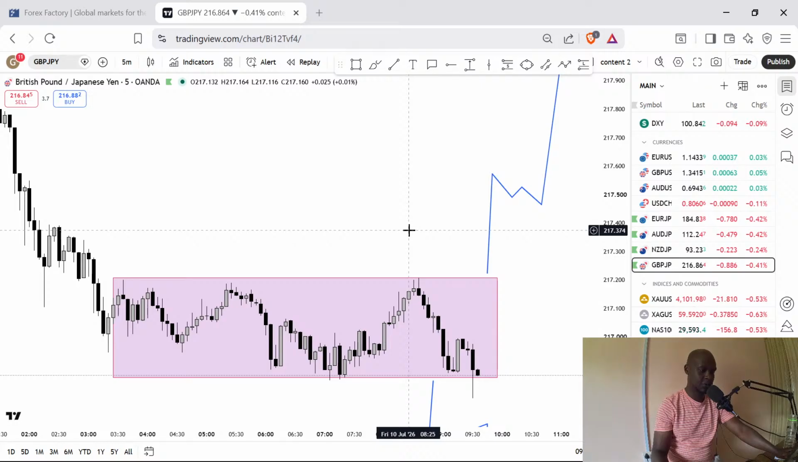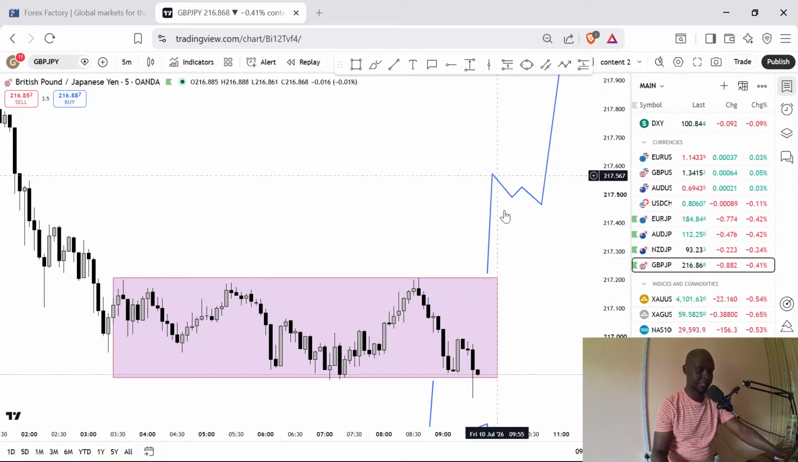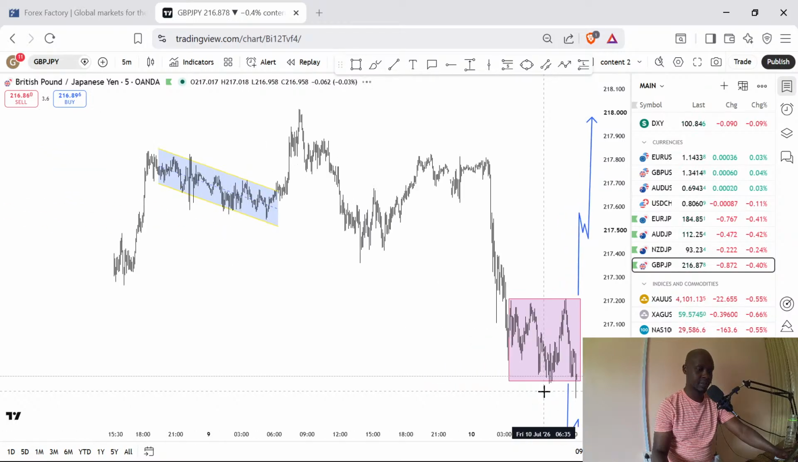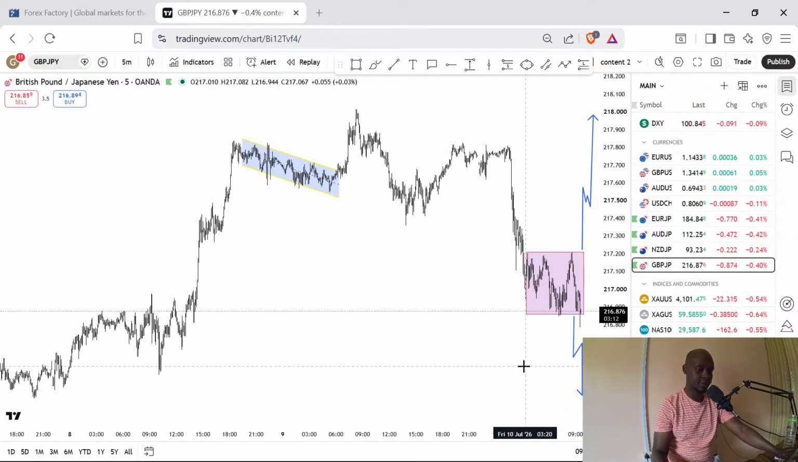Remember, I'm looking for two scenarios here. Either a push to the upside impulsively to look for pullback entries to take prices higher, or we break outside of this consolidation impulsively with strong selling pressure for me to look for shorts to take prices lower.